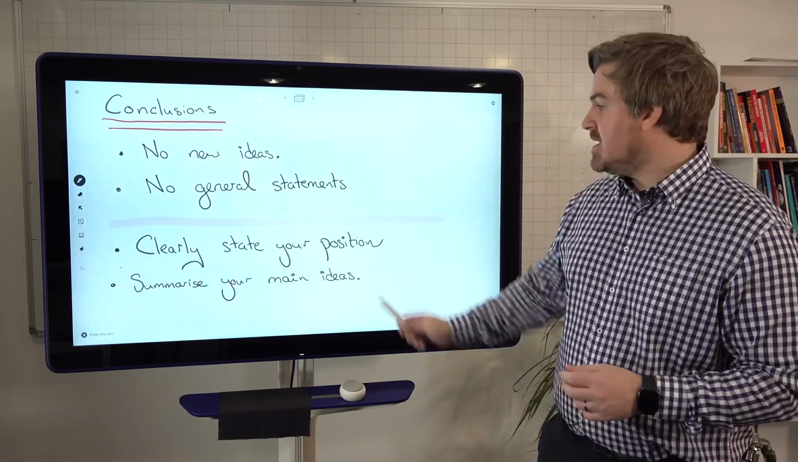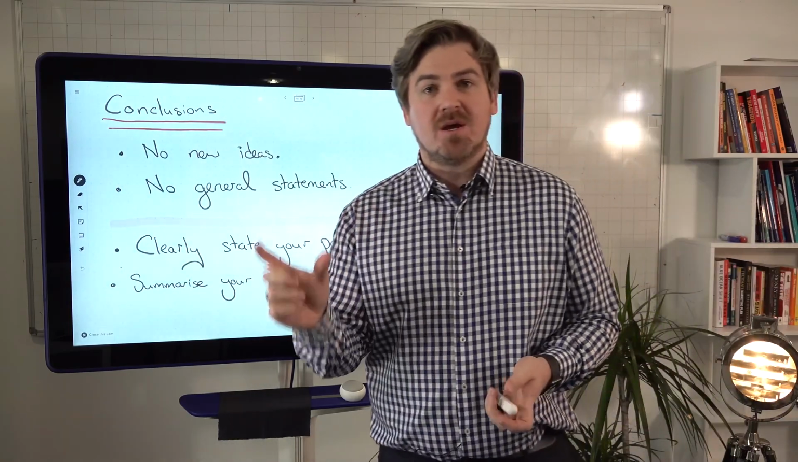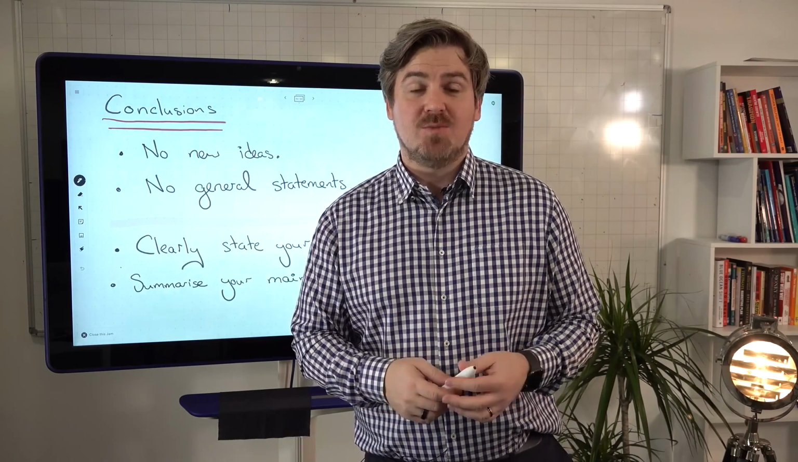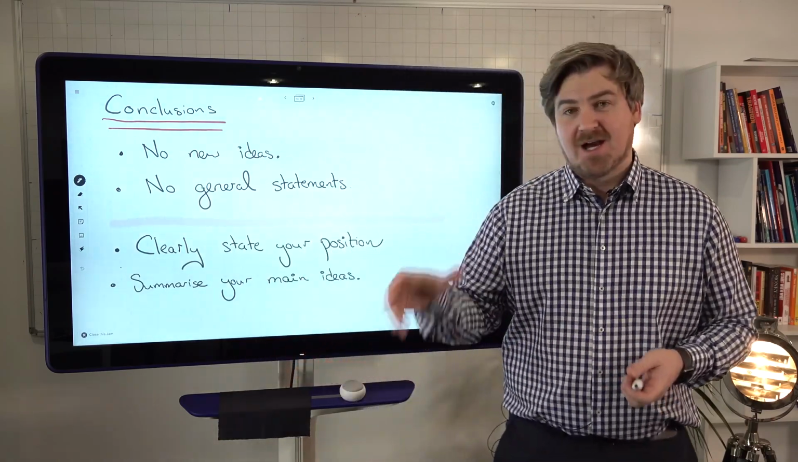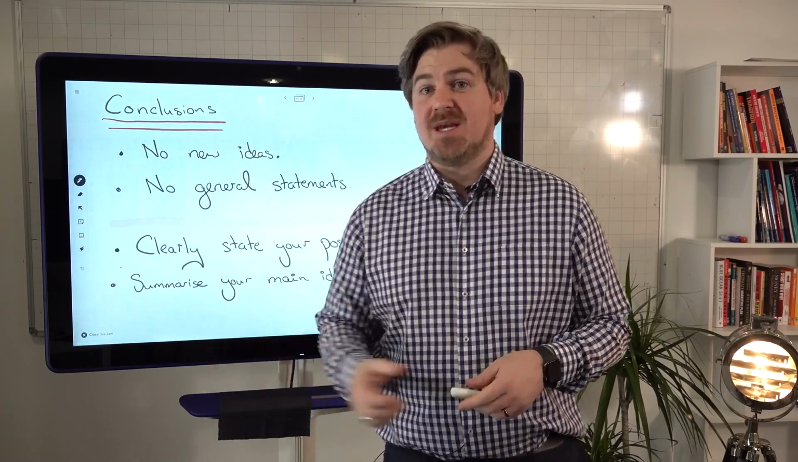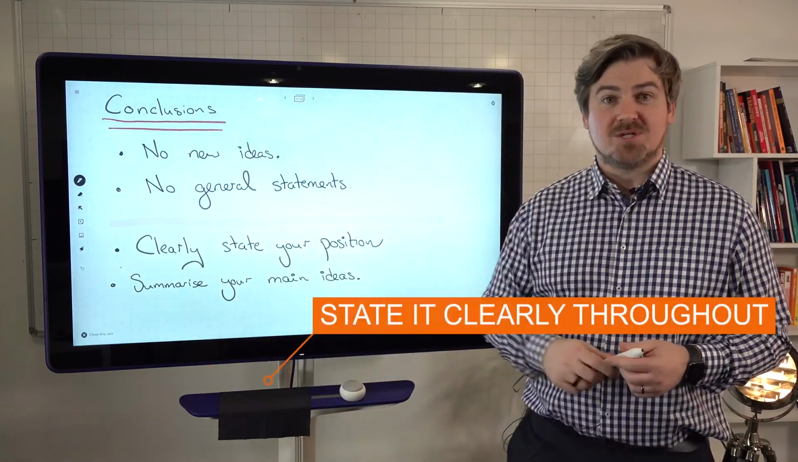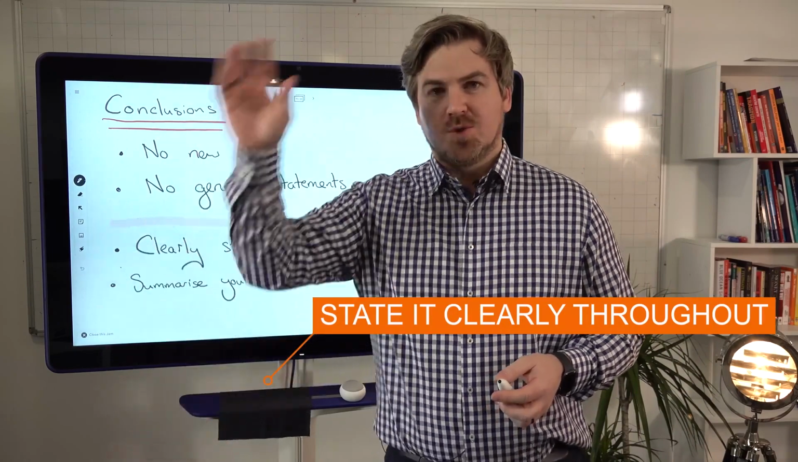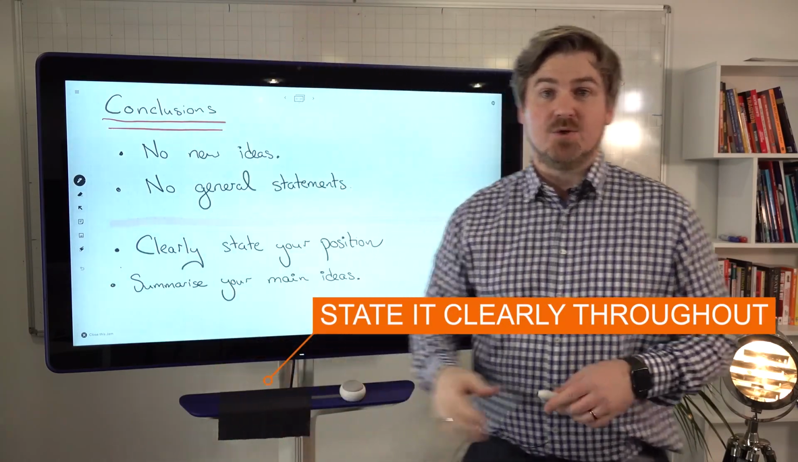So what you should do instead is clearly state your position. Check out the IELTS Writing Task 2 marking criteria that the examiners have beside them when they're looking at your essay. Every examiner is looking at the same criteria. State your position clearly throughout your essay. So it should be in your introduction and your conclusion.